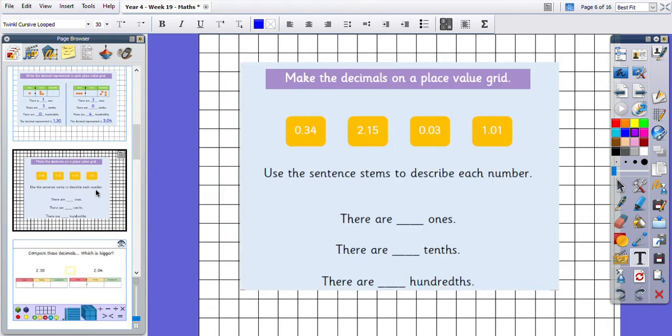Okay, so these decimals in a place value grid, use the sentence stems to describe each number. So now we've had a go together, so now I want you to do this independently. So break up each of these numbers, okay? In 0.34, how many ones have we got? How many tenths have we got? How many hundredths have we got? Okay, so pause the video and have a go in your books.